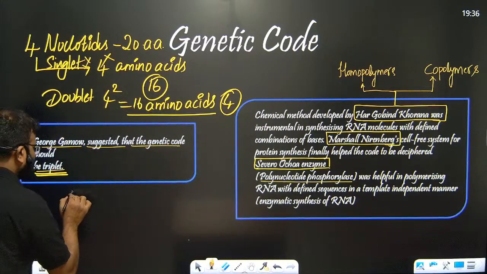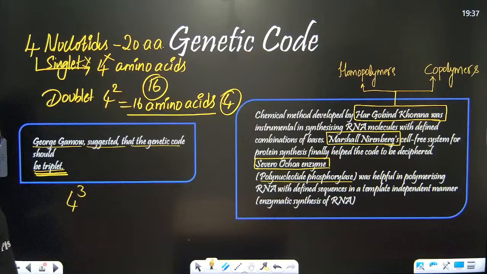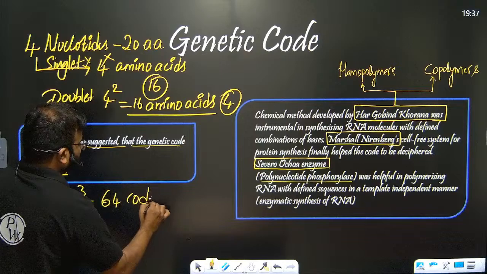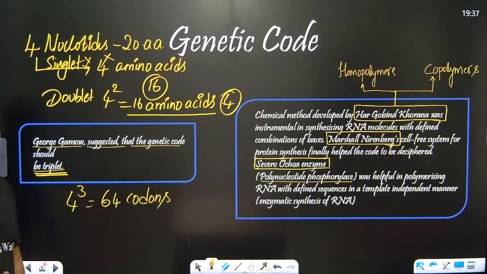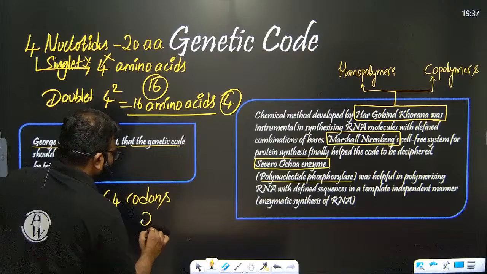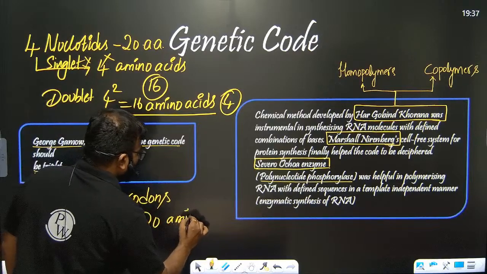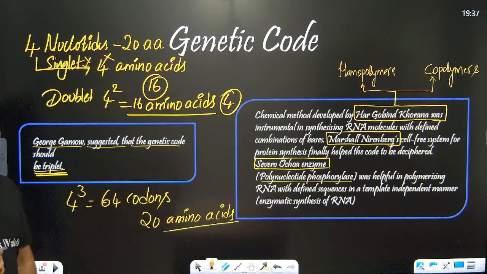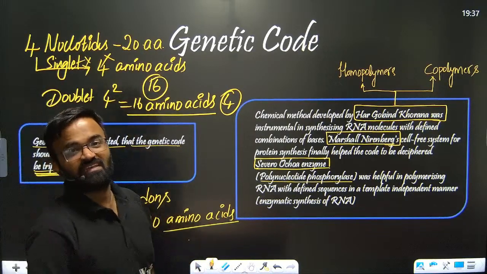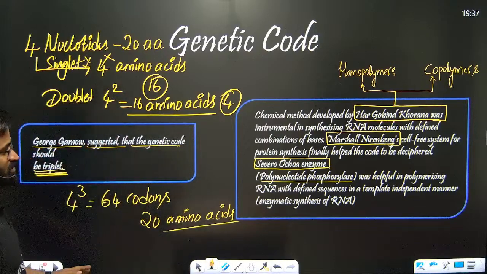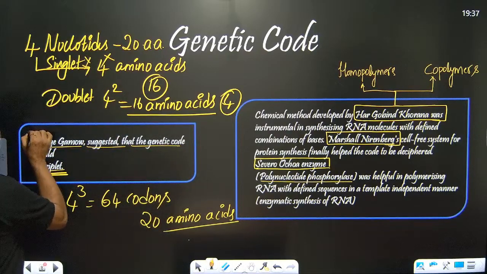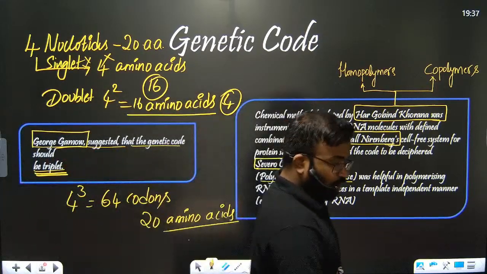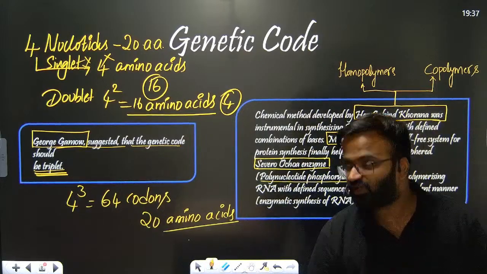If genetic code is triplet, that means you'll get 64 codons. And how many amino acids do we have? There are only 20 amino acids. Well, more than required, it's fine. And that's why we call genetic code degenerate, or having degeneracy. Clear? So the first scientist is George Gamow, who suggested that genetic code should be triplet.